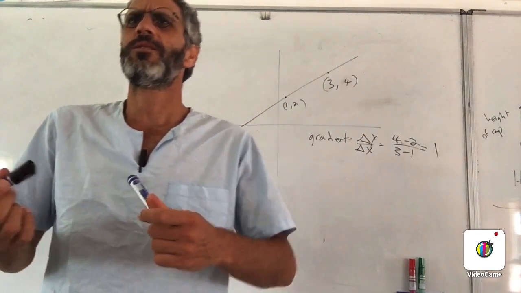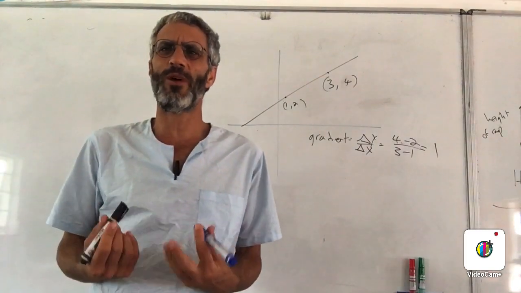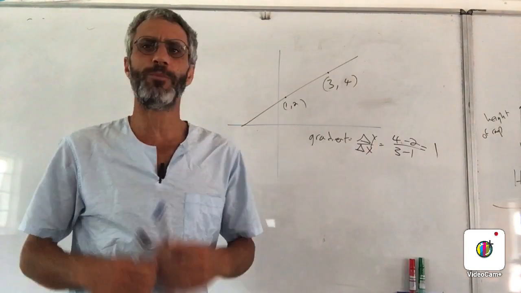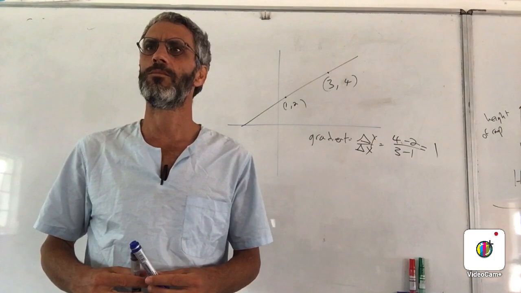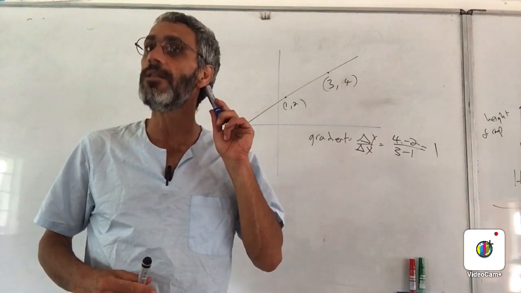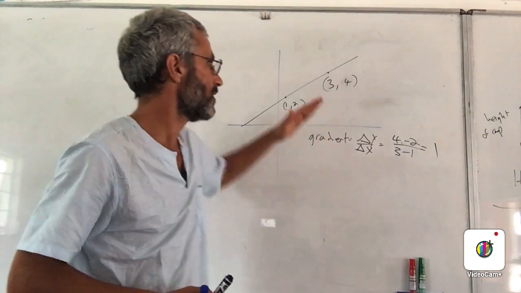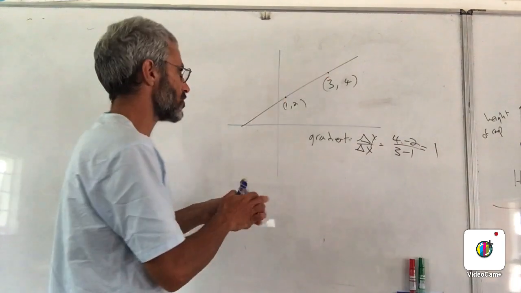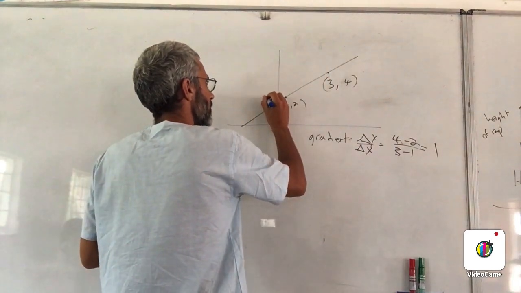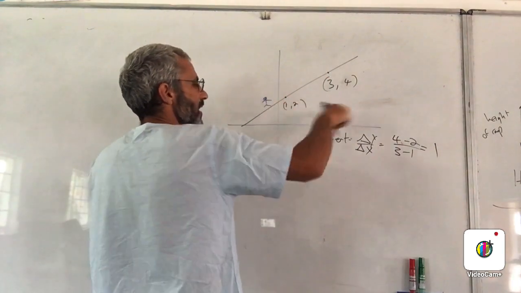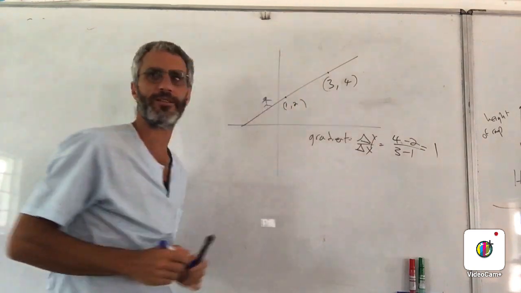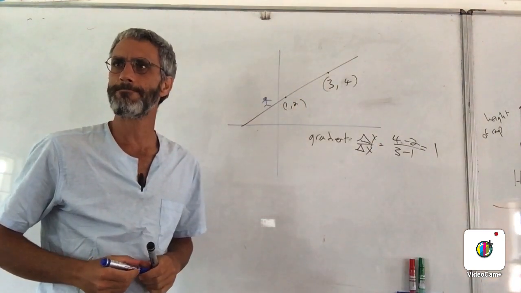Okay? But when I say gradient, what does gradient mean? Okay, we calculated it, but what does it mean? It's the steepness, it's the slope, okay? There's a certain slope here. You can imagine a little person walking. The bigger the gradient, the steeper it is. Are we happy with that?